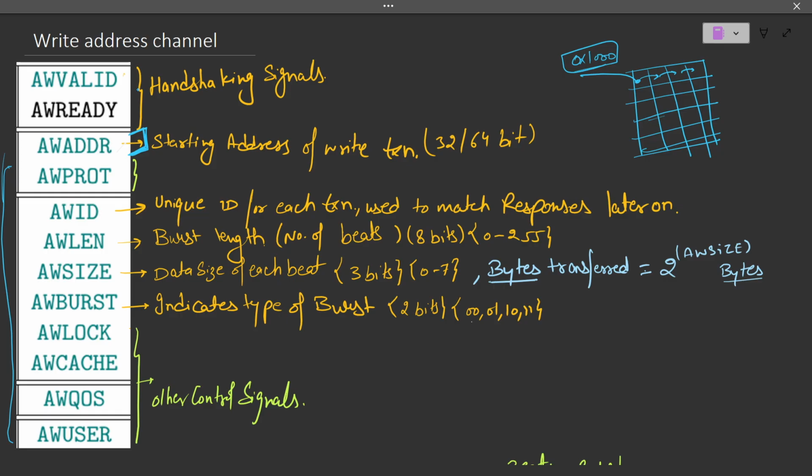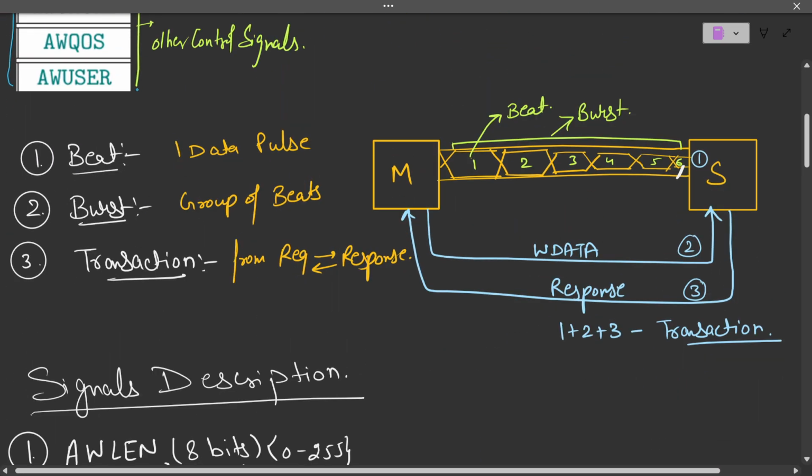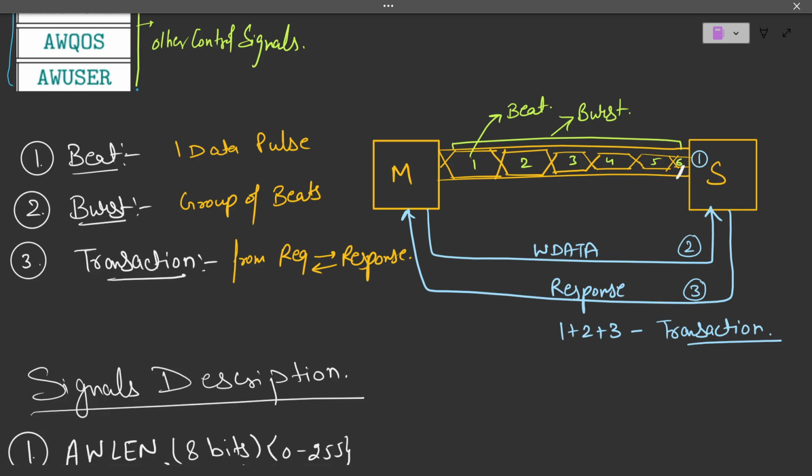This is a unique ID assigned to each transaction so that we can identify which transaction is what. Before explaining the next signals, let me explain these three concepts: what is a beat, what is a burst, and what is a transaction.